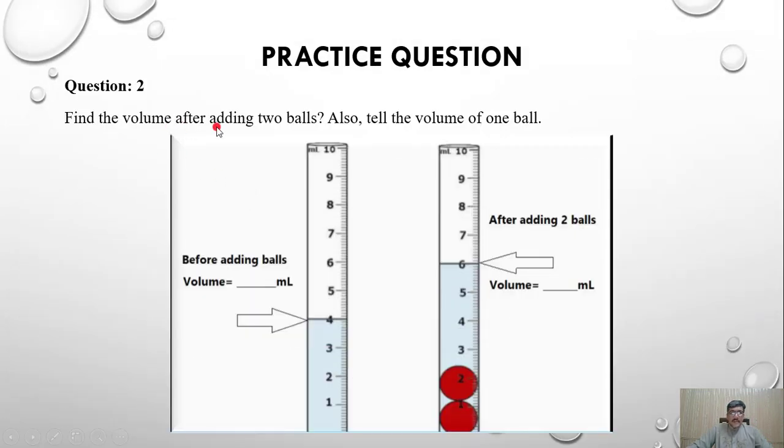Question 2, find the volume after adding two balls. So here the volume when no ball is added in this measuring cylinder, you have to note down this one. And after that what happened, we added two balls in this measuring cylinder. So you have to find the volume after adding two balls, and you have to also tell the volume of one ball here. So VO1 and VO2 you have to find, and you have to drop the answers in the comment section.